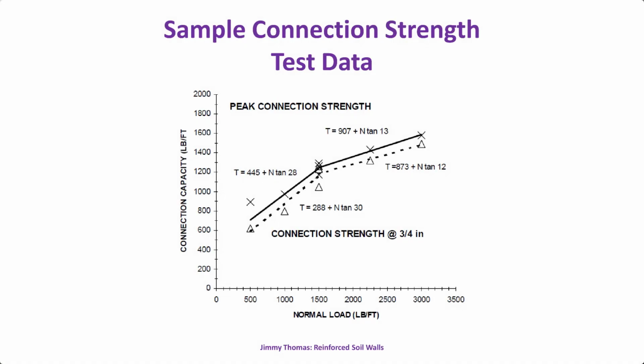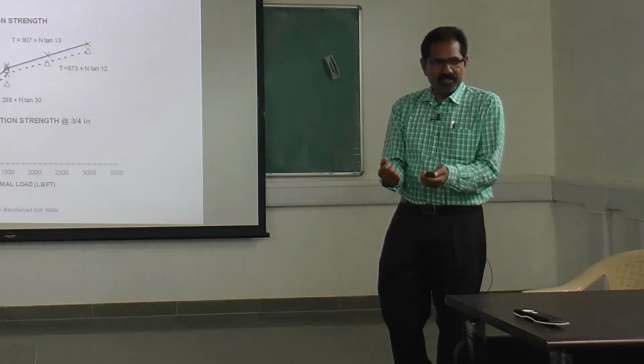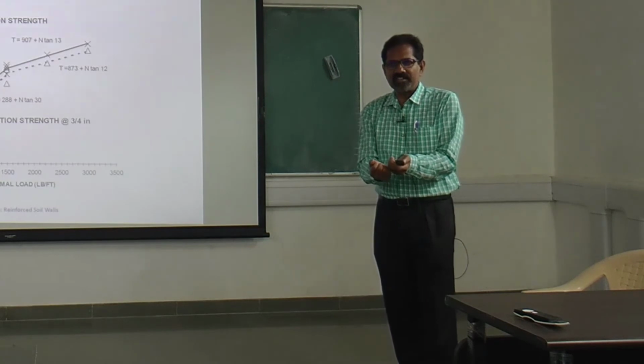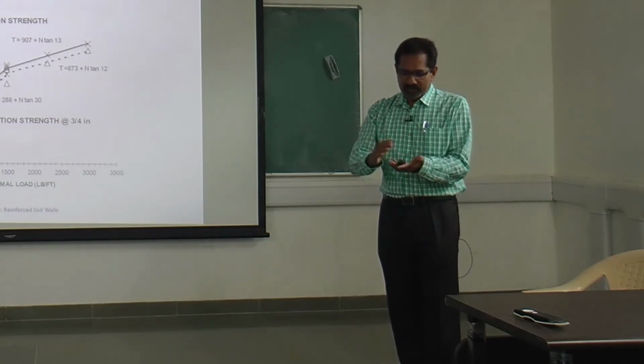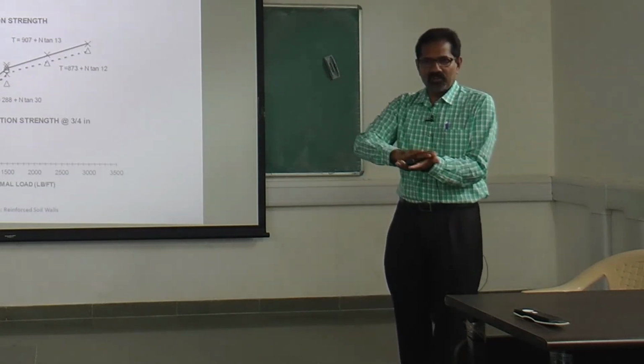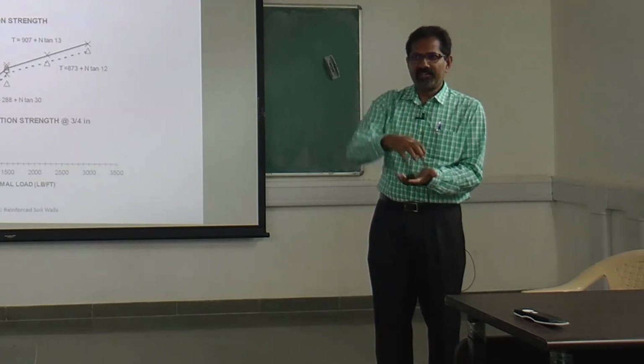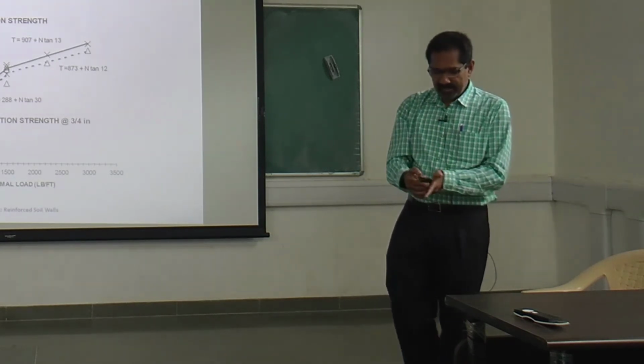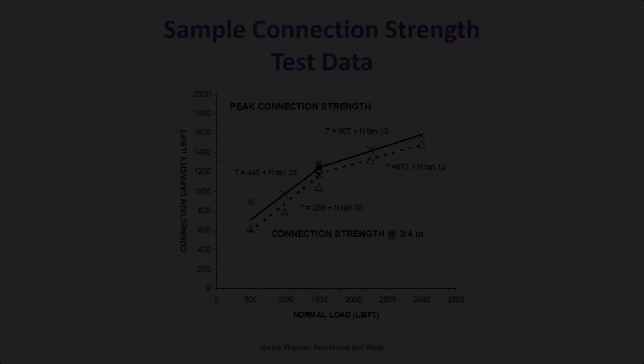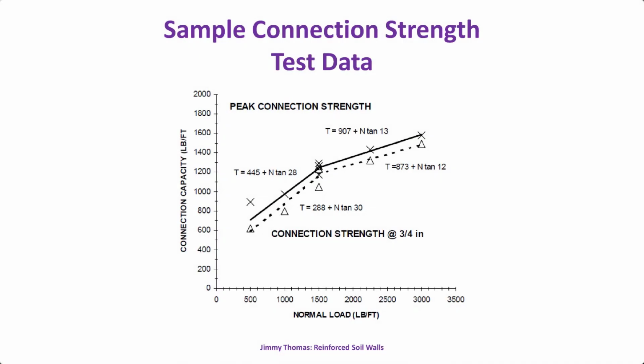Basically the connection capacity is a function of the normal load. This is similar to our direct shear. We put a normal load, and if it is a frictional connection, the strength comes from friction. That means friction between blocks, concrete, or sometimes in the hollow blocks there is aggregate, so that will be additional. This type of curve is from actual test reports.